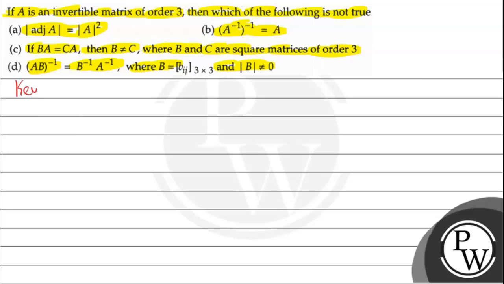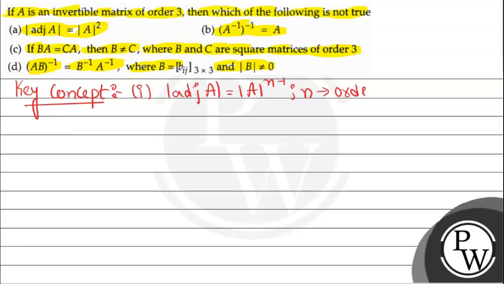To solve this question, the key concept that I'm going to use here is the first property: determinant of adjoint of A is nothing but the determinant of A to the power of n minus 1. Here n stands for the order of matrix A.